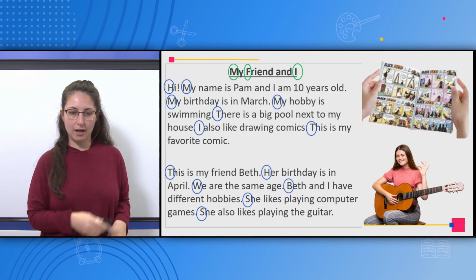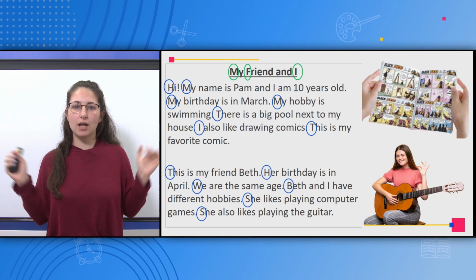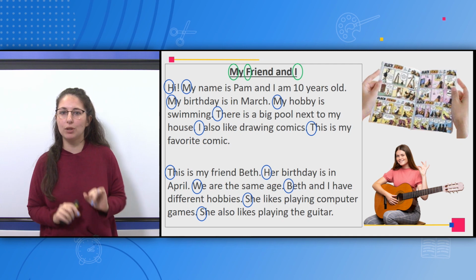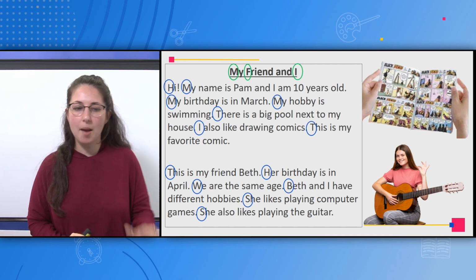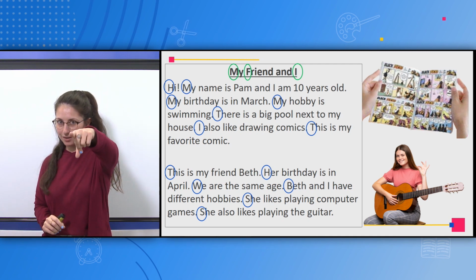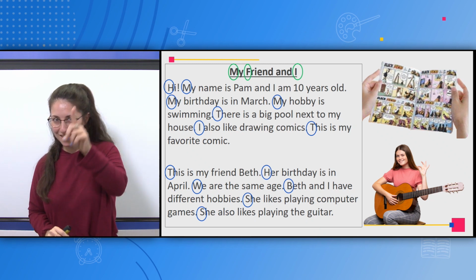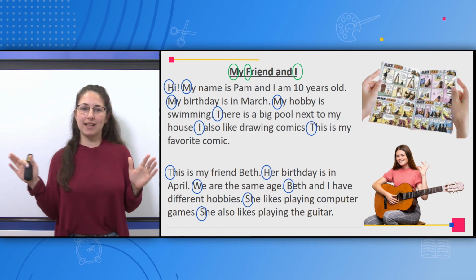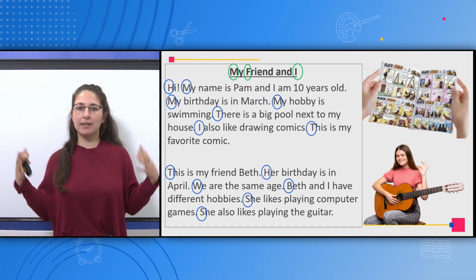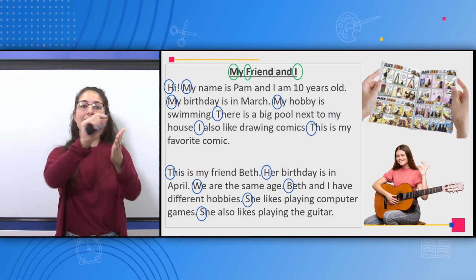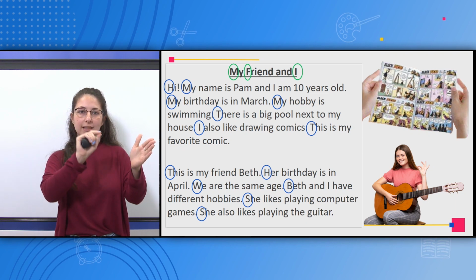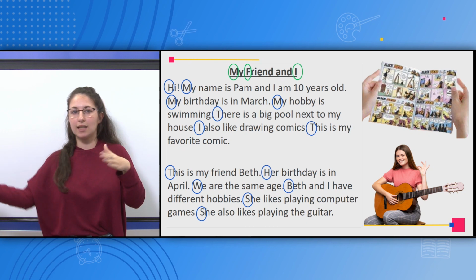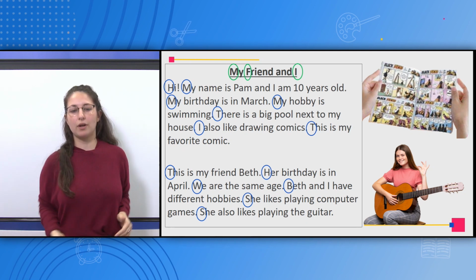Then we have so many blue capital letters. Why do we have so many blue capital letters in the story? Because, do you know? I know that you know. Every new sentence begins with a capital letter. When we write a new sentence, we begin the sentence with a capital letter. So we know that this is a new sentence and not a sentence before.